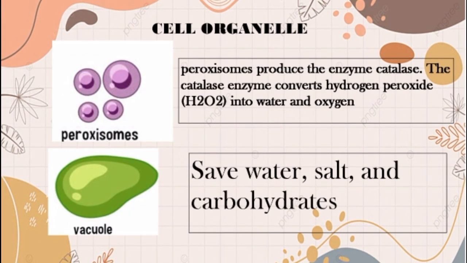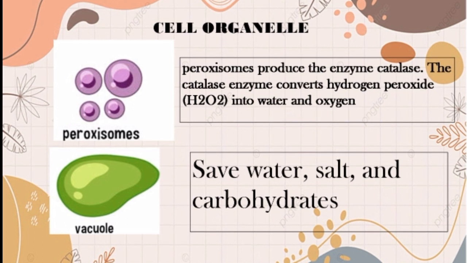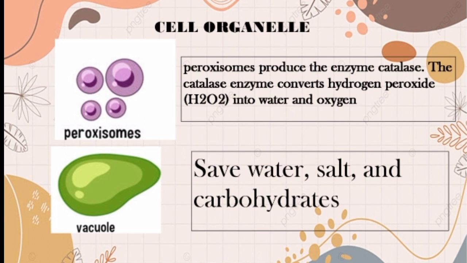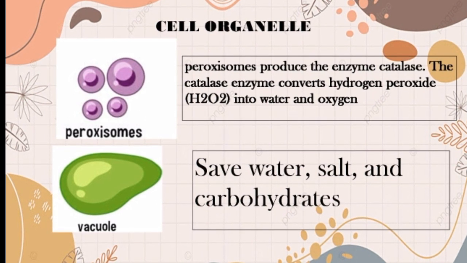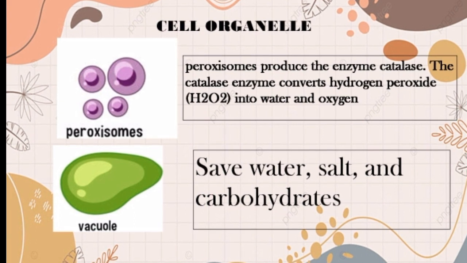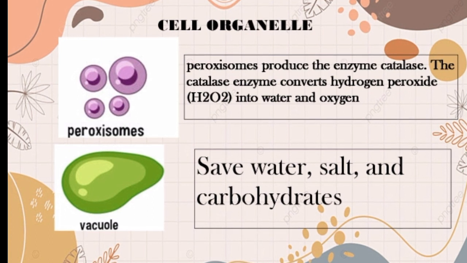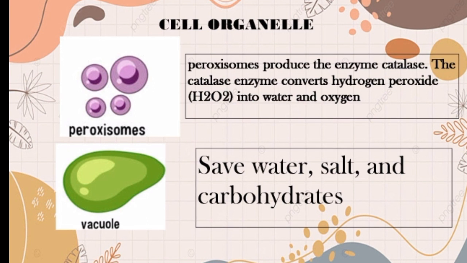Next is peroxisome. Peroxisome produces the enzyme catalase. The catalase enzyme converts hydrogen peroxide into water and oxygen. And then vacuole, the function is to store water, salt, and carbohydrates. Just plant cells have a big vacuole.